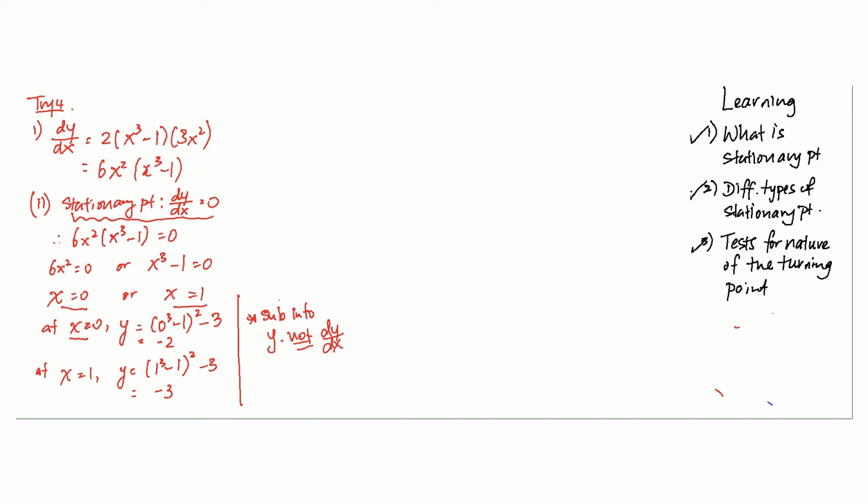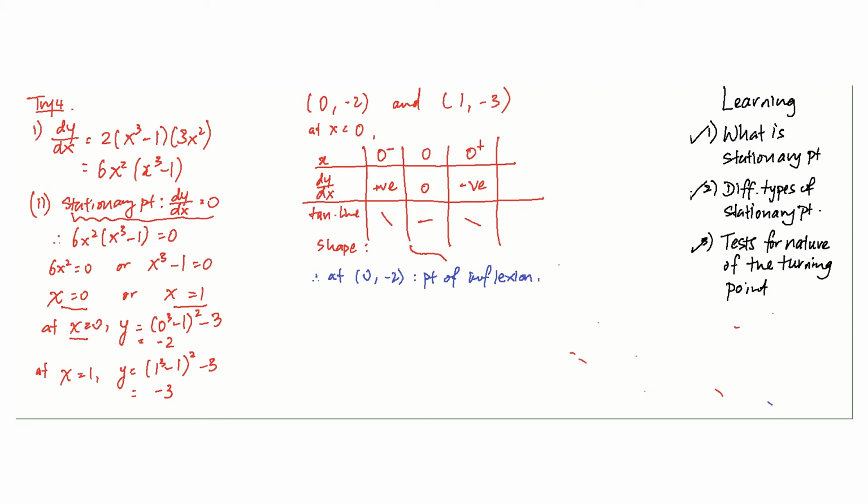So ladies and gentlemen, these are your two stationary points: (0, -2) and (1, -3). Now, at this juncture, I only know that they are the stationary points, but I do not know the nature of these turning points. So I hope you have applied the first derivative test correctly.